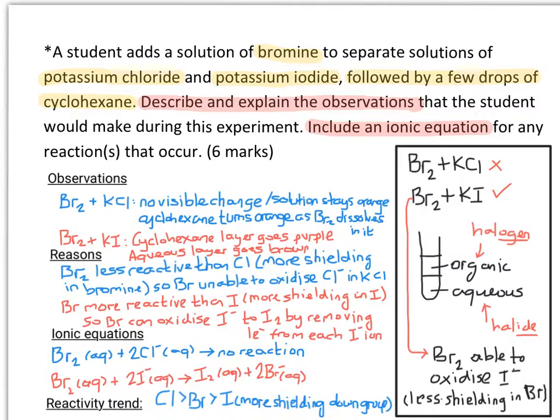So the final conclusion we can make is the reactivity trend is chlorine more reactive than bromine, more reactive than iodine, due to more shielding down the group.